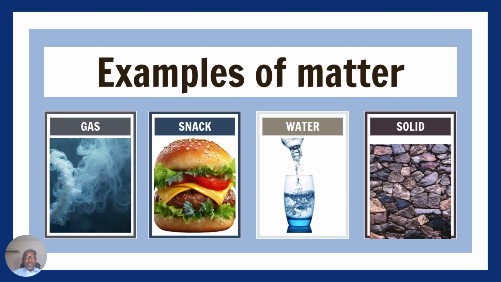Examples of matter, we have gas, we have water here, we have a solid, this is a stone, this is bulgar. All of these are examples of matter. Okay. In fact, I want to tell you everything that you see on the earth right now are matter. Everything on the earth is a matter. It has weight, it occupies space.